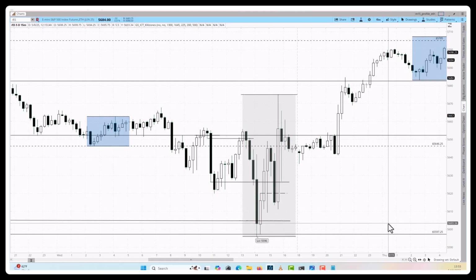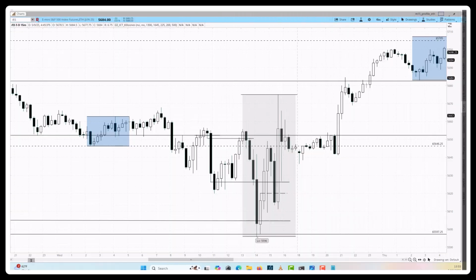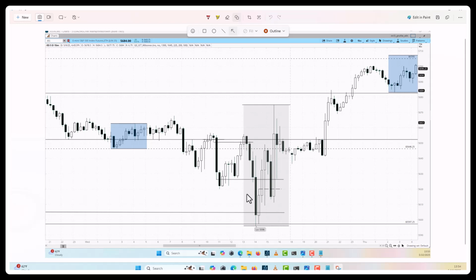Let's mark it down and take the screenshot again. So right here is FOMC. We drill down, and we can see that. Right there, this is the test from above, and then you have the break. This one is the break, and this one is the reverse. So you have 3 steps right there.